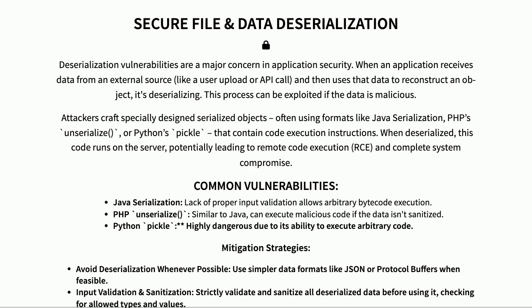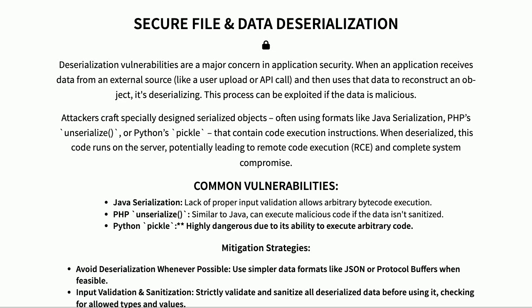Let's talk about a critical area of application security: how we handle data coming in from outside our systems. Specifically, we're focusing on file and data deserialization. Think of it like this: an app receives some information, maybe it's a user uploaded image or a form submission. It then needs to take the information and turn it back into something usable, essentially rebuilding an object. This process is called deserialization.